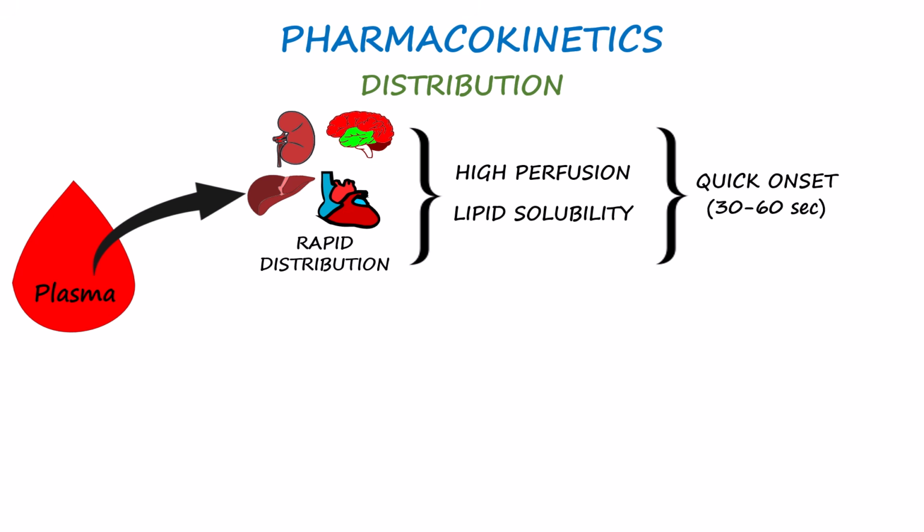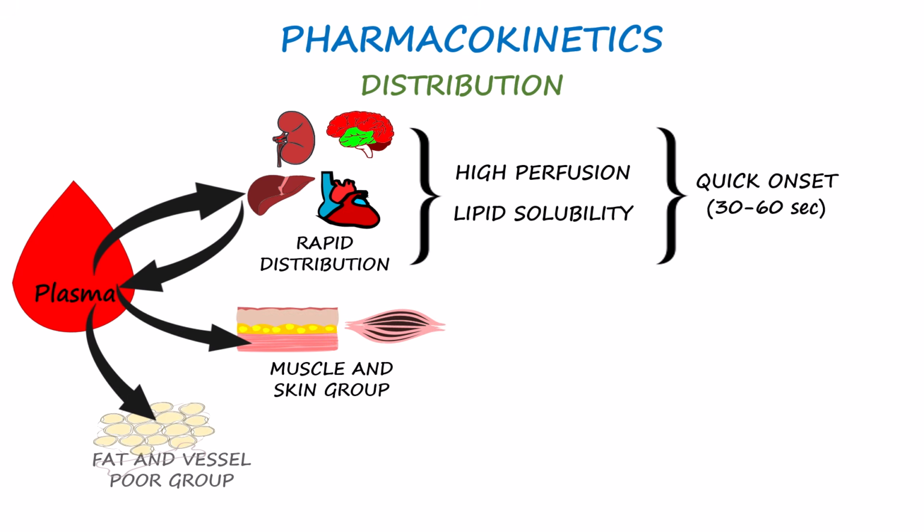However, this initial effect is short-lived due to redistribution of the drug. After saturating the central nervous system, ketamine quickly leaves the brain and redistributes to tissues with lower blood flow, such as skeletal muscle and fat. This redistribution causes a rapid decline in brain concentration, even though the drug remains in the body.